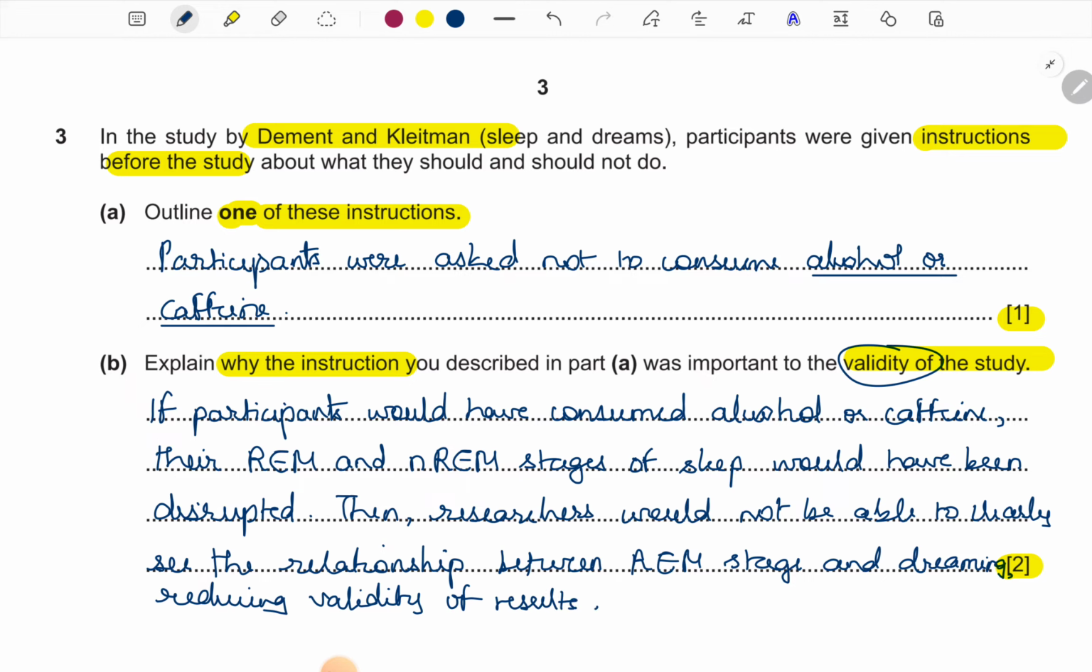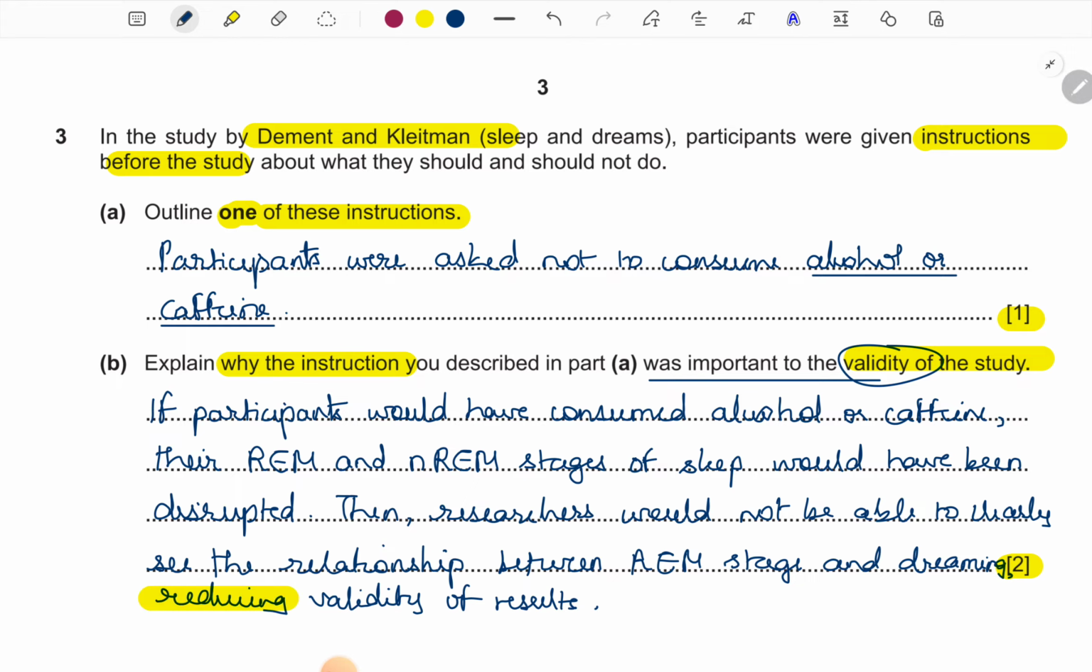Again, when they ask you why something was important to validity, they haven't said as such that validity would reduce or increase because of something. We are phrasing it in counterfactual terms, an if-then type of thing. So obviously we mean validity would have reduced if that was a possibility. So we need to write reduction in validity.